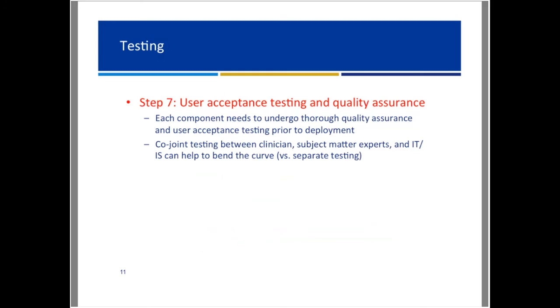Step 7, user acceptance testing and quality assurance. So each component that you've incorporated into the EHR needs to undergo thorough quality assurance and user acceptance testing prior to deployment. This is an essential step because if the clinicians who are actually supposed to be using the materials don't find them useful, then they won't use them.